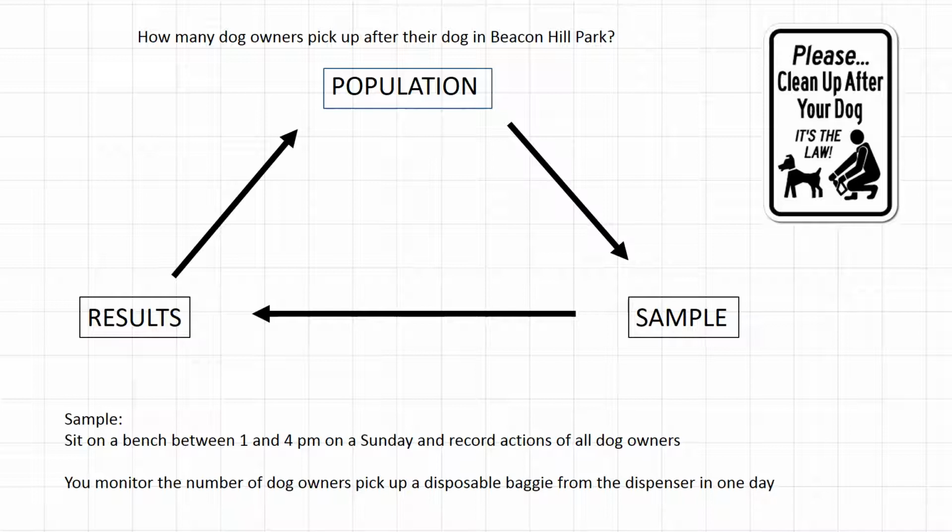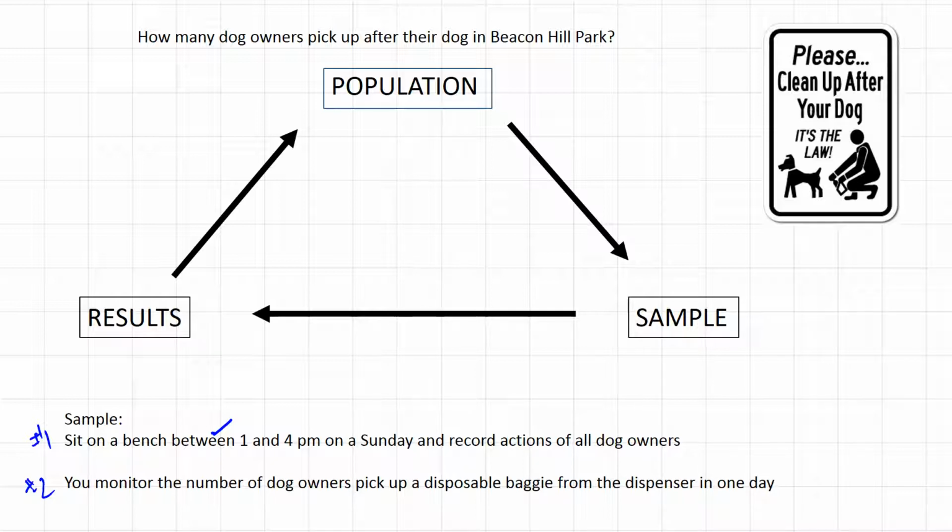Now, there are two scenarios that I've listed below here. Number one, you sit on a bench between 1 and 4 p.m. on a Sunday and record the actions of all dog owners. Or number two, you monitor the number of dog owners that pick up a disposable baggie from the dispenser in one day. You know those baggie dispensers?